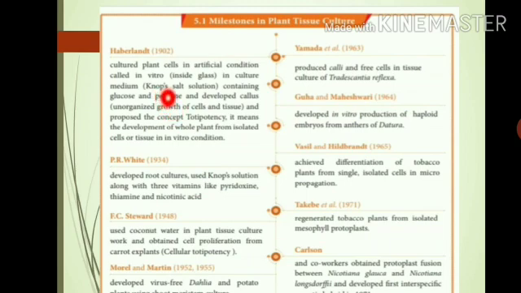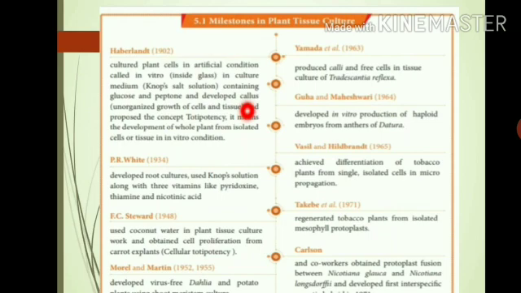The Knop salt solution contains calcium nitrate 3.0 gram, potassium nitrate 1.0 gram, sucrose 50.0 gram, magnesium sulfate 1.0 gram, dibasic potassium phosphate 1.0 gram, and deionized water 1000 ml, that is 1 liter. These make up the Knop salt solution. Then it contains glucose as well as peptone for the development of callus.